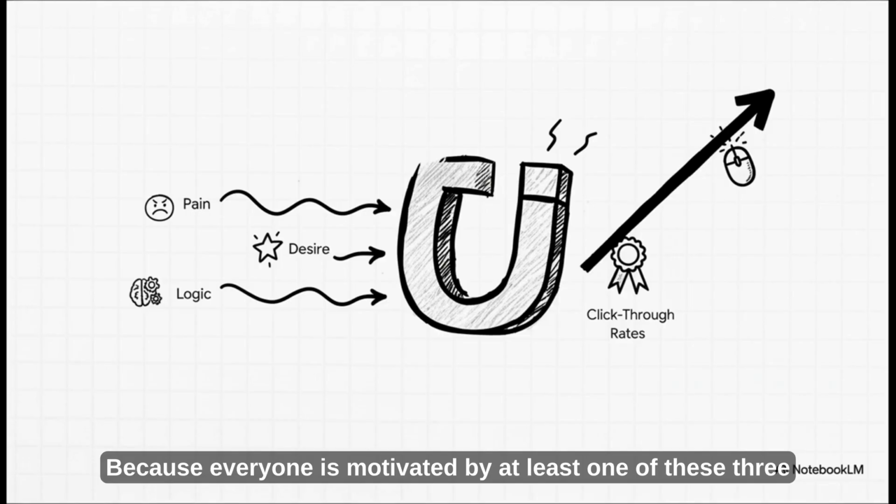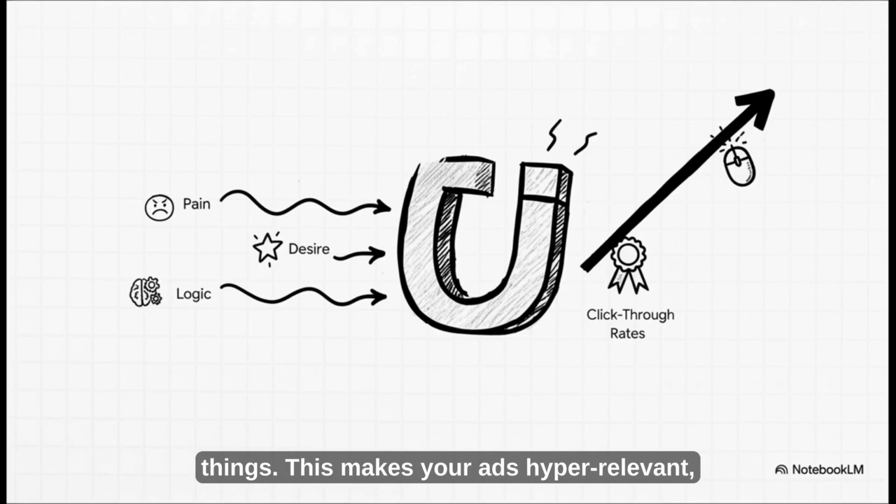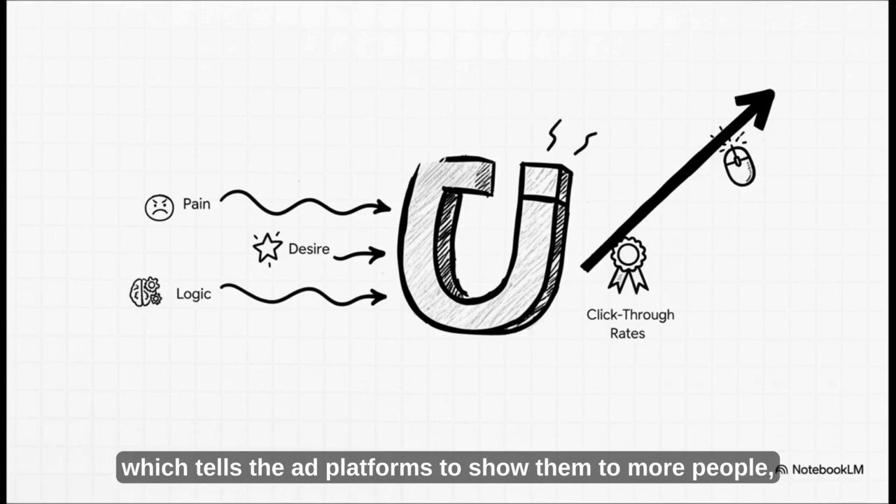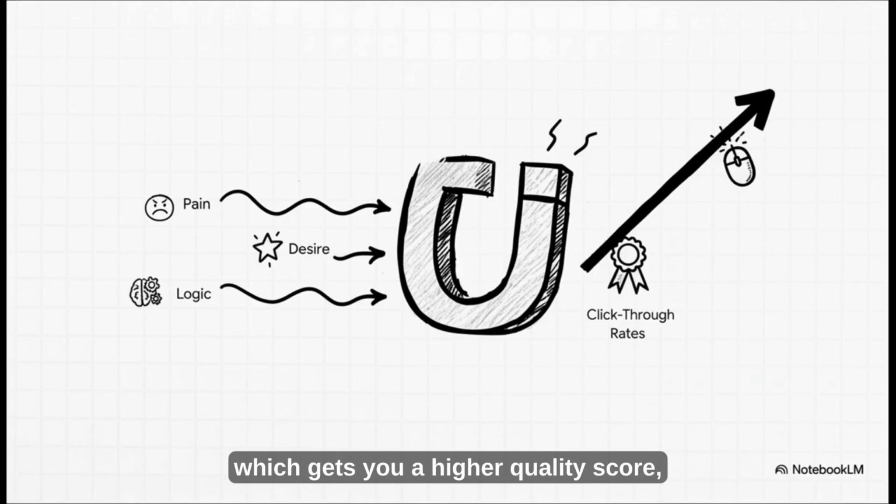Because everyone is motivated by at least one of these 3 things. This makes your ads hyper-relevant, which tells the ad platforms to show them to more people, which gets you a higher quality score and ultimately more clicks for less money.